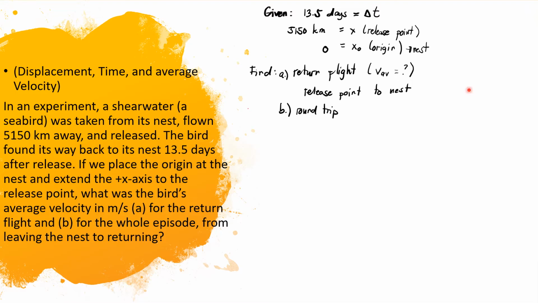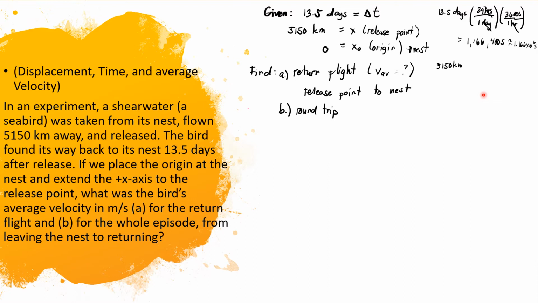Now, since our given is not yet in SI units, we need to convert this given. So, for the 13.5 days, we need to convert this into seconds. And since in one day we have 24 hours, and in 1 hour we have 3,600 seconds, so converting this one, 13.5 days is equal to 1,166,400 seconds. And this is approximately 1.166 times 10 to the 6 seconds.